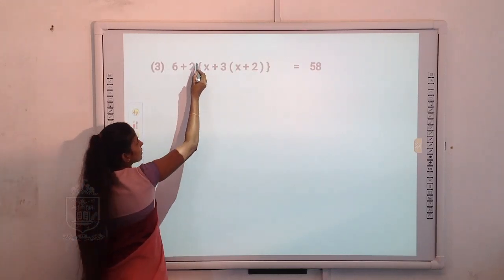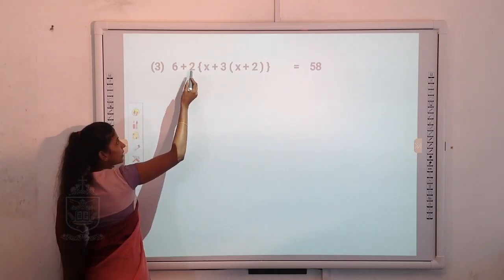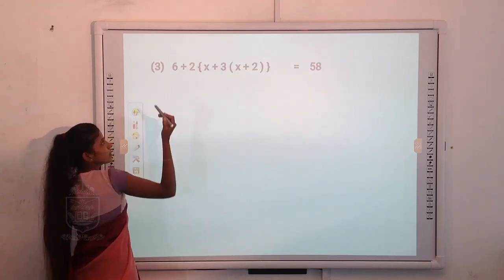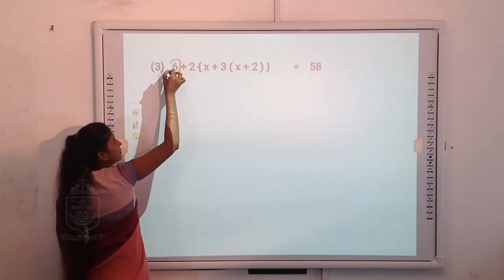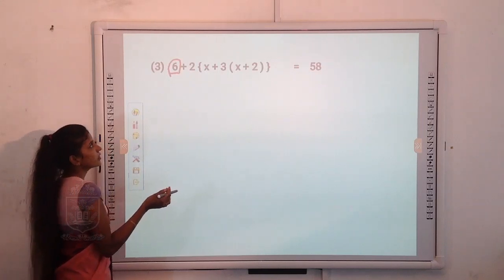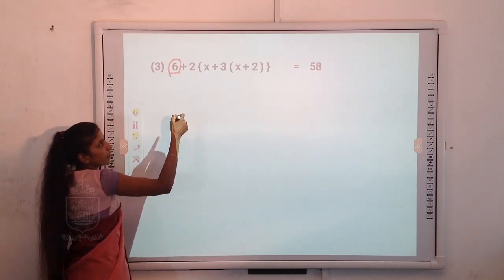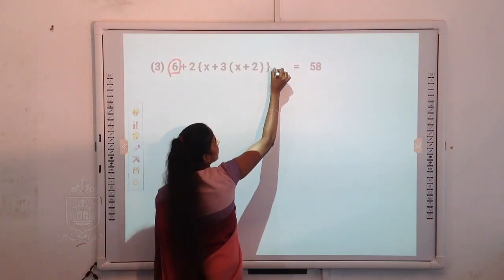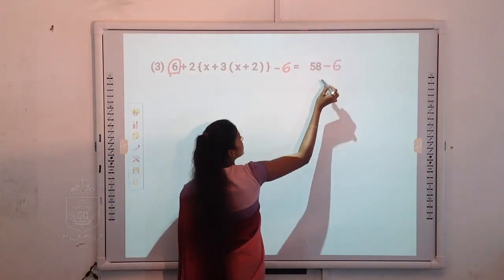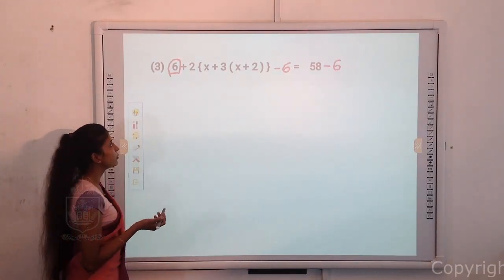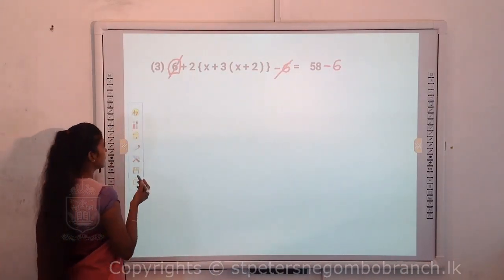So here this expression is multiplied by 2, and then to that whole expression 6 is added. So first we can cancel this 6. This 6 is added to this equation, so we can do the opposite of that, that is subtraction. We subtract 6 from both sides, so the 6 cancels from this side.